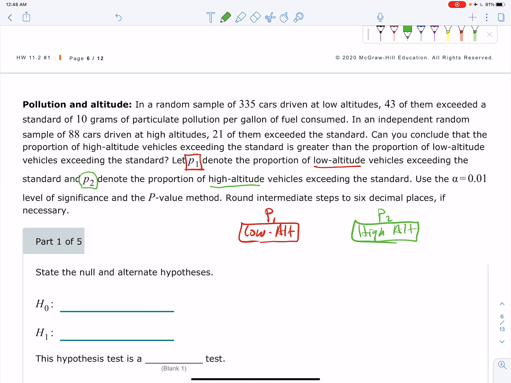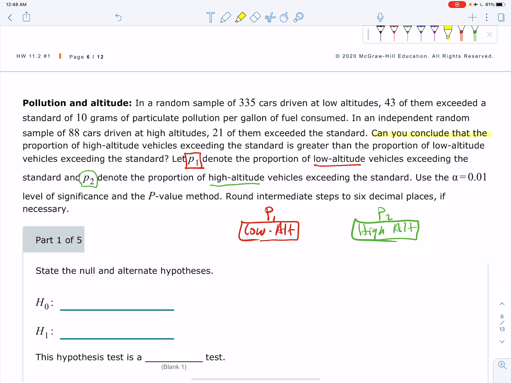Okay, now we want to see what kind of claim they want us to see if we can make. Can you conclude that the proportion of high altitude vehicles exceeding this standard is greater than the proportion of low altitude vehicles exceeding the standard? Now here's the mean little part. Let me read it again.